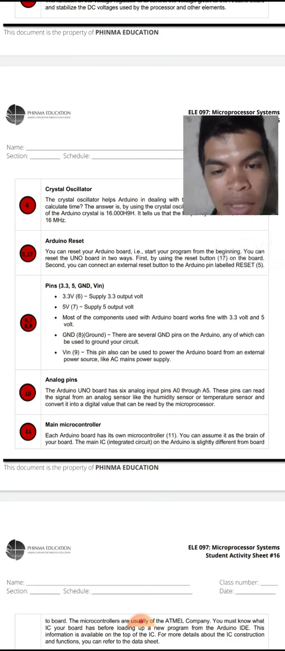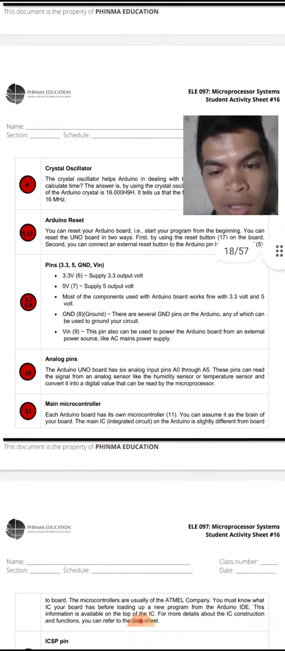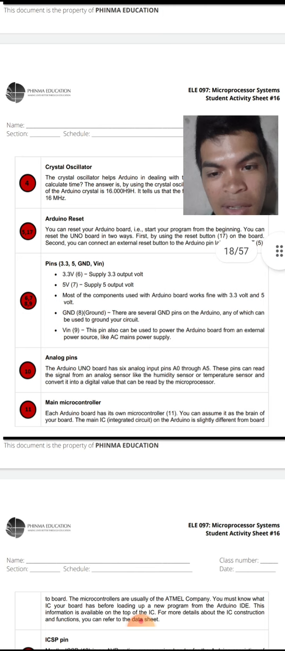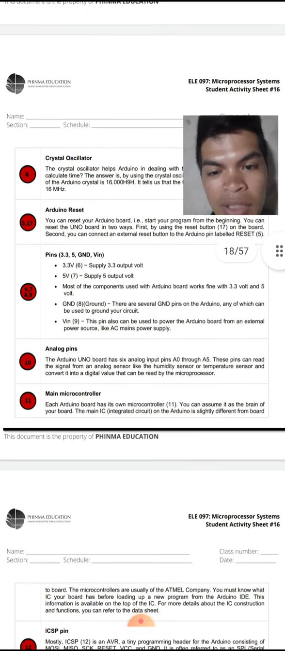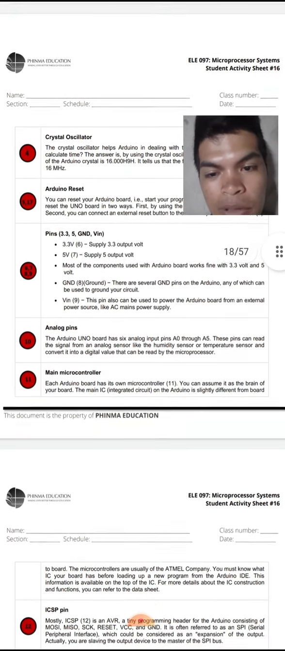There are several GND pins on the Arduino, any of which can be used to ground your circuit. Number 9, VIN. This pin also can be used to power the Arduino board from an external power source like AC mains power supply.